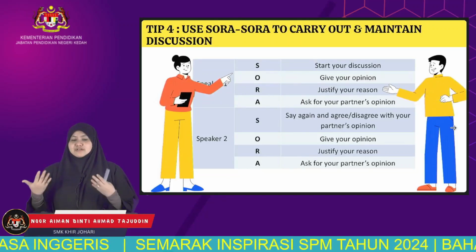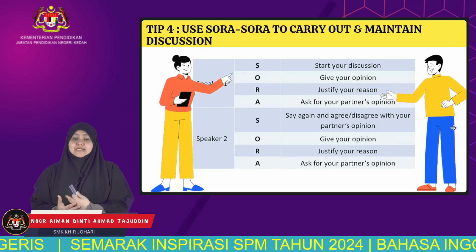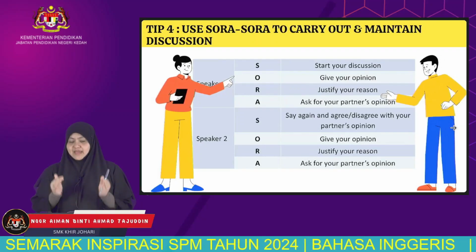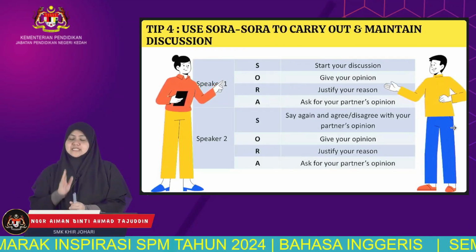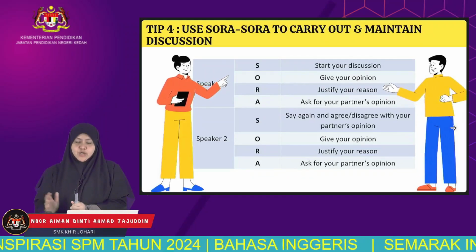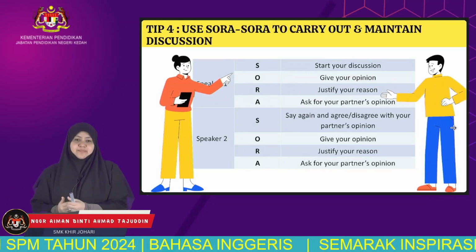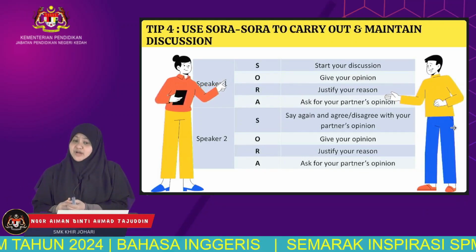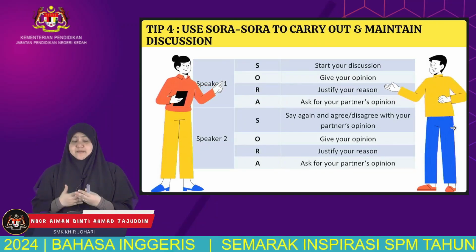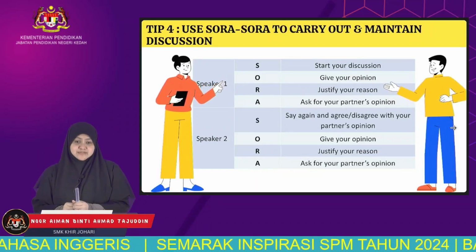And speaker 2, how do you continue the discussion and keep it going? By saying again and agree with your partner's opinion. So here, step S is say again and agree with your partner's opinion. It won't be enough if you just agree with your partner without saying it again. What is it that you are agreeing about? And then continue with step O, give your opinion. Step R, justify your reason. And step A, to ask for your partner's opinion. So you will keep on doing these steps until the interlocutor stops you from continuing your discussion.